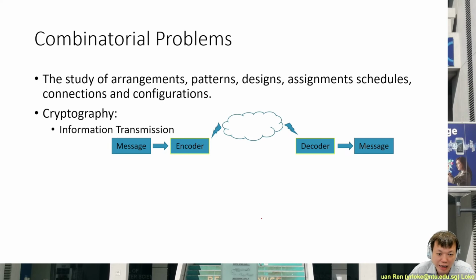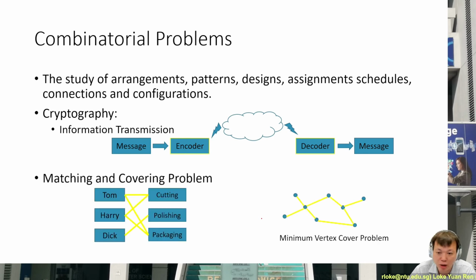I also need to ensure that all the patterns have a unique solution. That means when the other side decodes, they won't get a different answer, a different message. So when they design the encoder and decoder, they need to ensure all the permutations, all the combinations always give you the unique solution. So that is a very classic combinatorial problem.